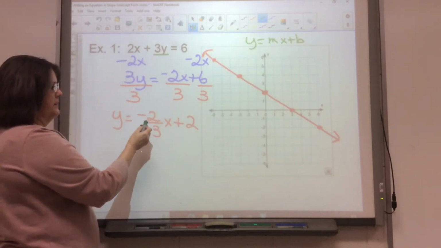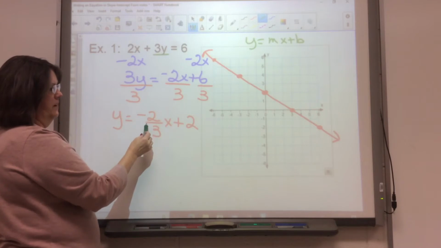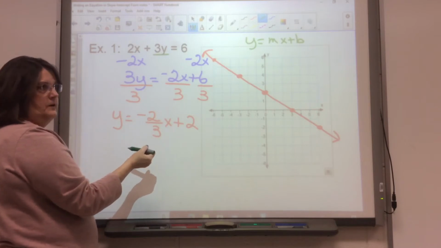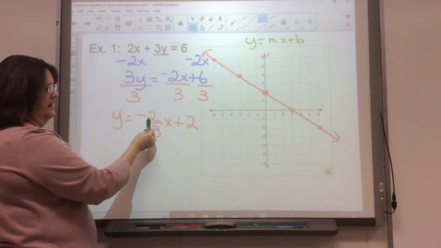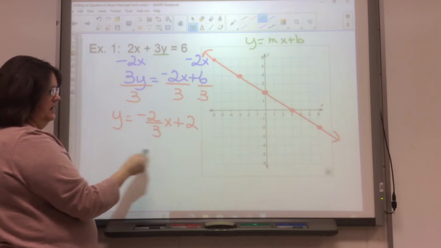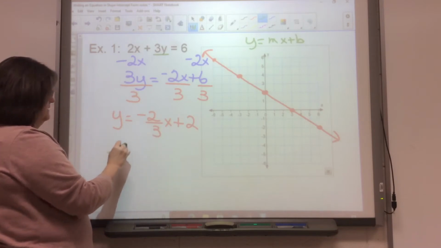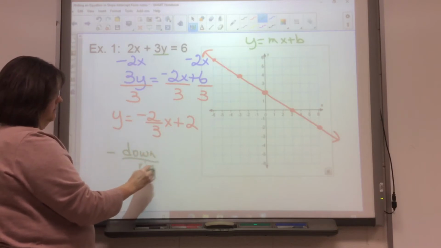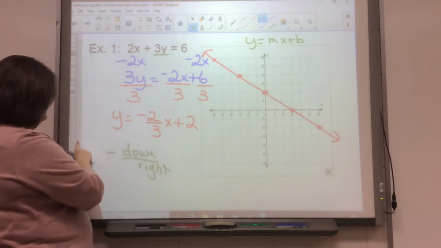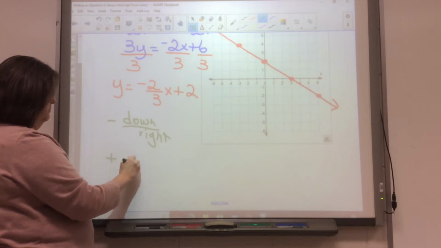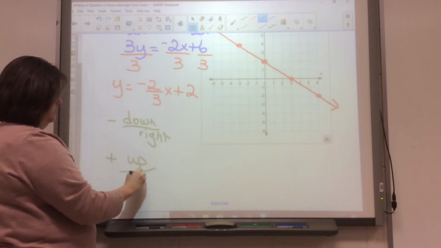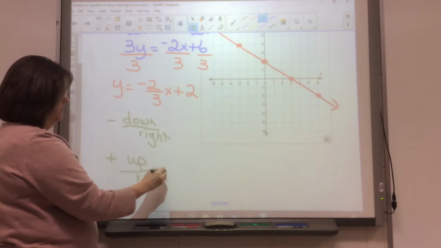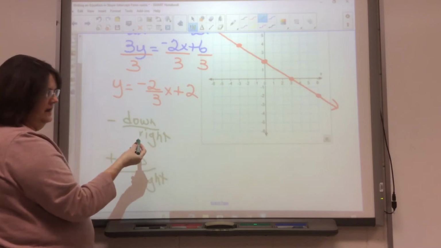Then my slope is negative 2/3. So if you'll recall from an earlier video, we're going to go down 2, to the right 3. So negative is down and right. Positive slope is up and right. Now, that's all you need to remember. Down, right, up, right.